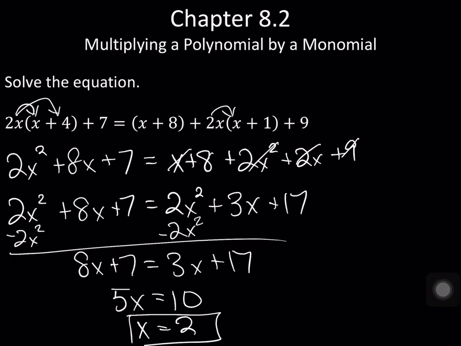Okay. Now this is one of those things where, and I won't do it here, but you can take that x equals 2 and go right back up here to the original equation and plug it in, follow your order of operations, and you should get a true statement, right? What's on the left should equal what's on the right when x equals 2.